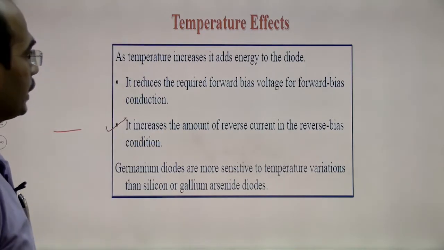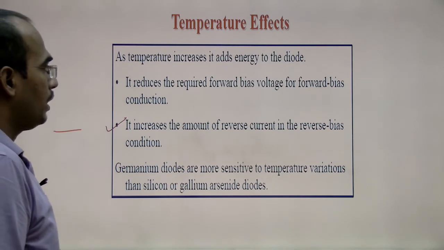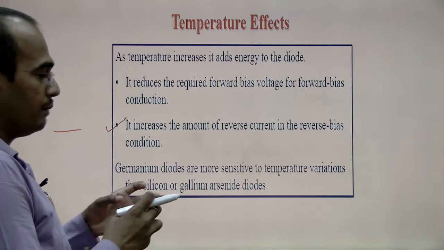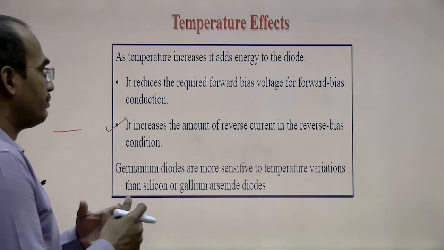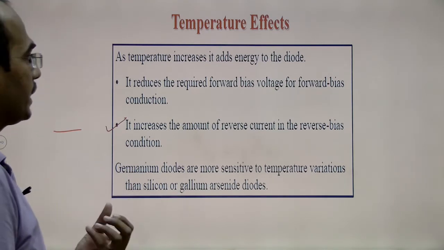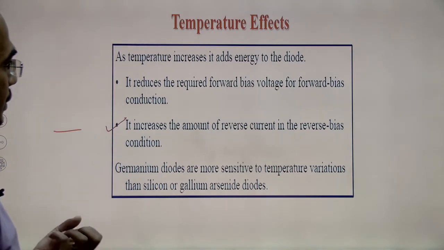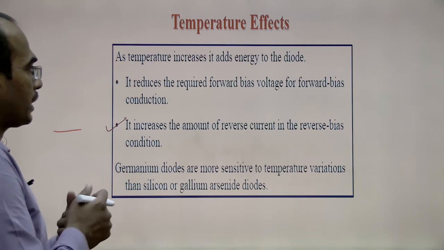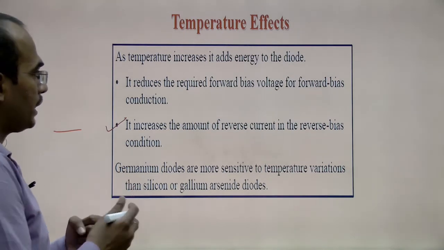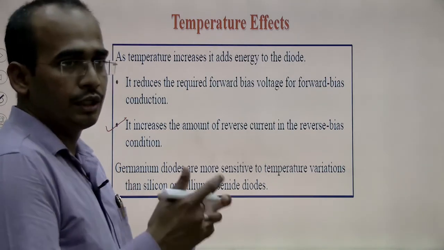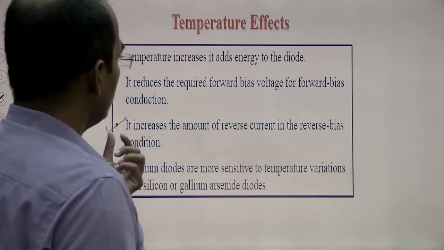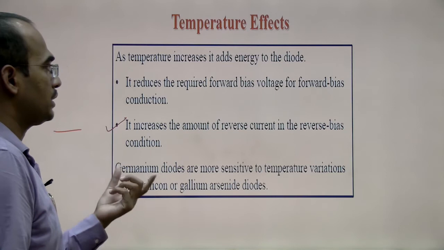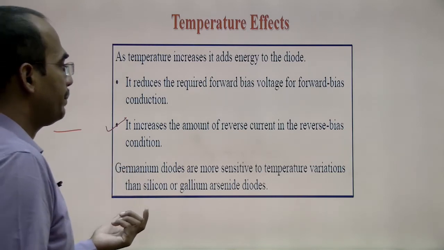So, how does it reduce the cut-in potential of the diode? By increasing the temperature, more charge carriers are generated and they diffuse across the junction. After diffusing across the junction, they reduce the width of the depletion layer, or you can say they reduce the built-in potential or cut-in potential of the p-n junction diode.